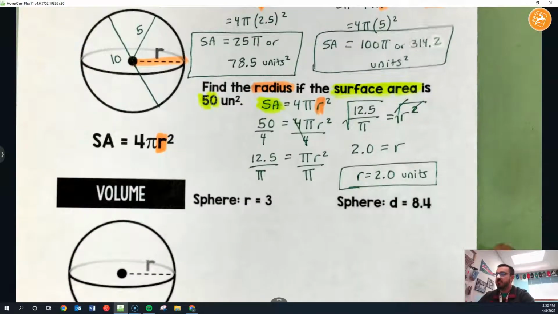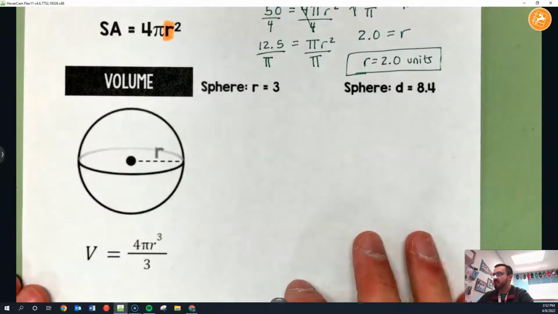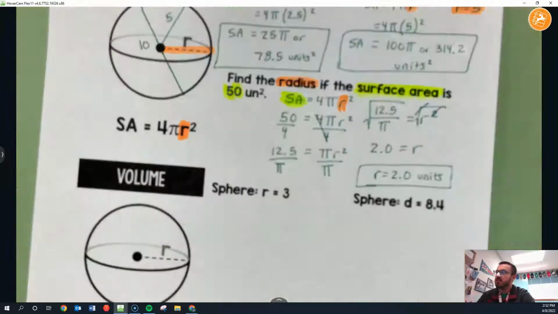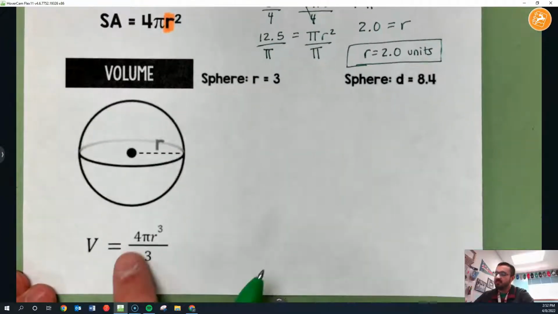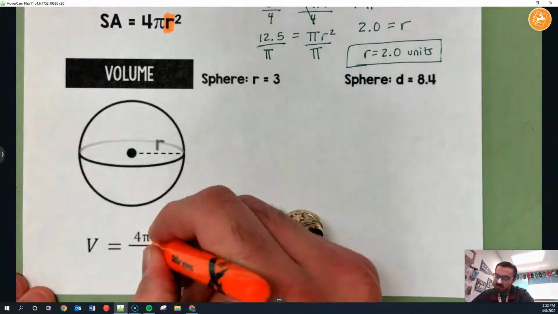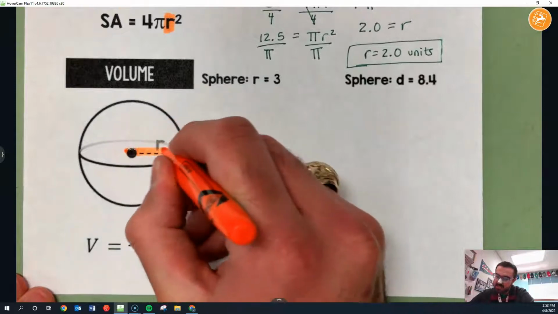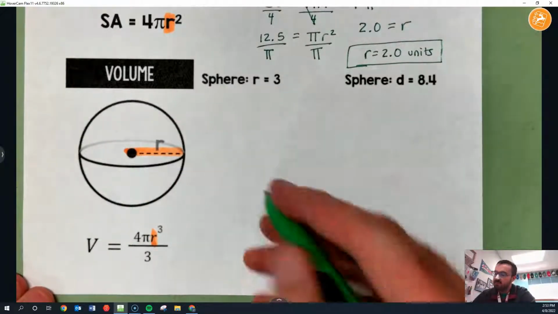Still not a very tricky formula. Volume of a sphere is this formula right here, 4 pi r cubed divided by 3. So again, the only thing we have to find here is the radius. It's still the same exact thing, the distance between the center and the side. So let's look at this first problem.